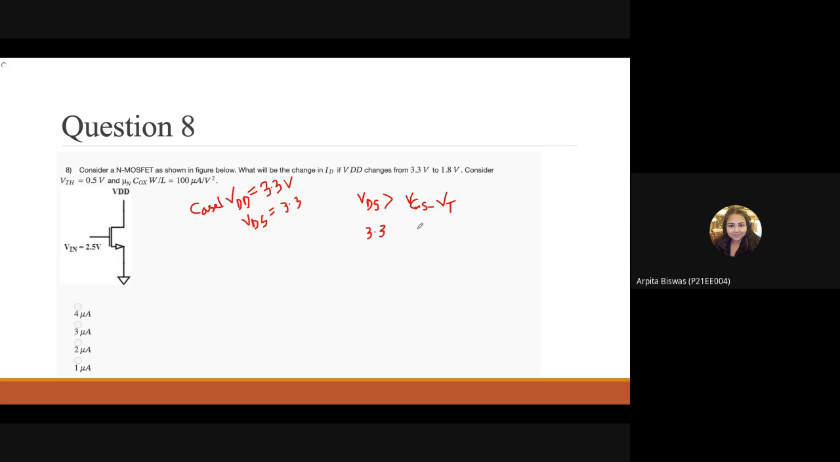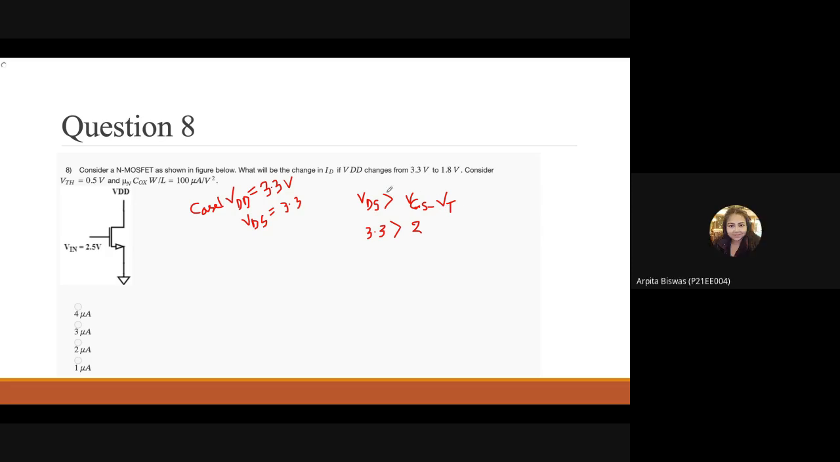Tell me what is the value of VGS minus VTH? All the values are given here. Yes, 2.5 minus 0.52. So is this condition satisfying? Is VDS greater than VGS minus VTH? Yes or no? Yes, the answer is 2 microampere.